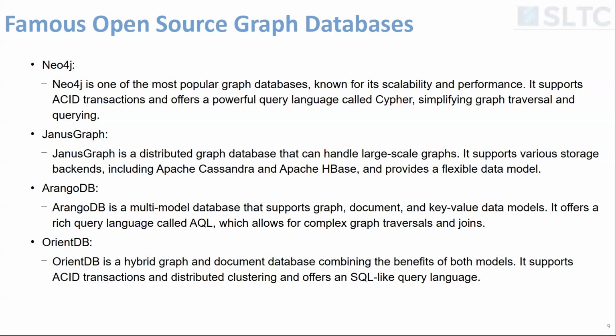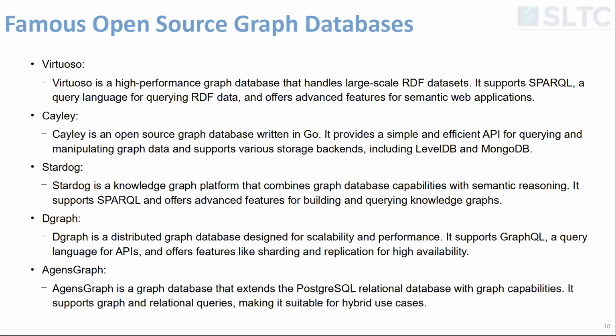And now, generally, we don't talk about, for example, the transaction systems in other databases. But when you see that the database is supporting ACID, that's actually very good, because these are additional things that you can expect from a database. So Neo4j supports ACID, and we can also see OrientDB also supports ACID. And here is another list of open source graph databases. Virtuoso, Cayley, Stardog, Dgraph, AgensGraph, all these things are available for us to use.